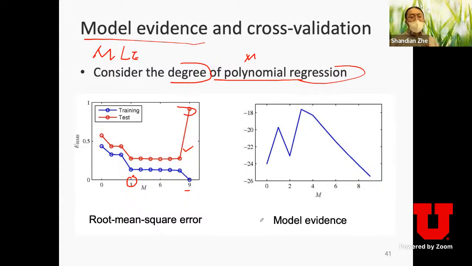And if we maximize model evidence in terms of M, this is the log model evidence for different choices of M. You can see that this is consistent with our observations. So here when M equals 3, you get the highest model evidence. That means just using 3 polynomial bases is enough.